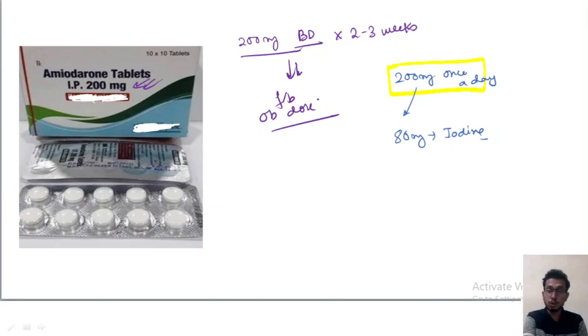And also owing to its high lipophilic nature, amiodarone gets stored in the body, in different fatty tissues, for even 6 months after stopping the drug. So if amiodarone tablet is stopped, its effect on thyroid can be seen even after 6 months. Alright, that's the main issue and the nitty-gritty of the complication of amiodarone.